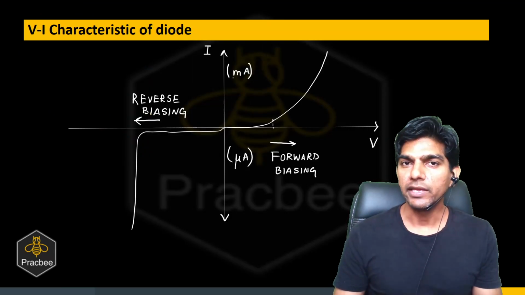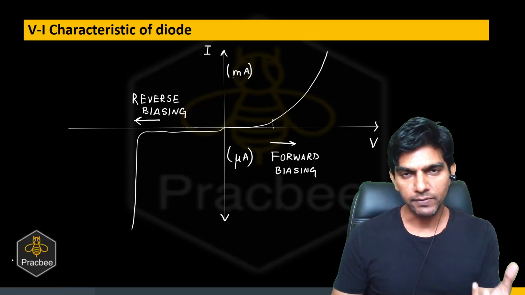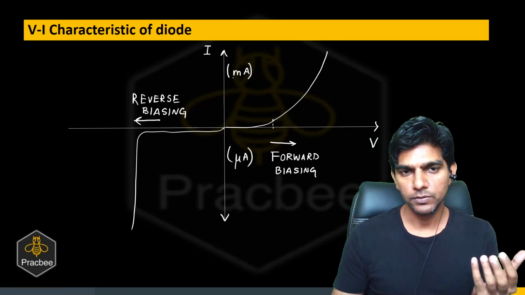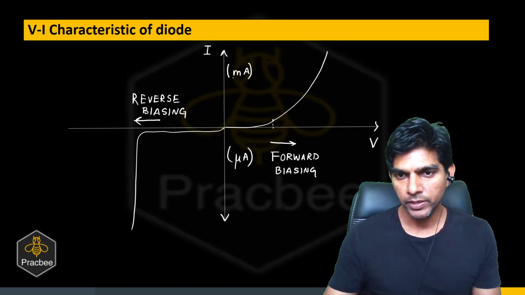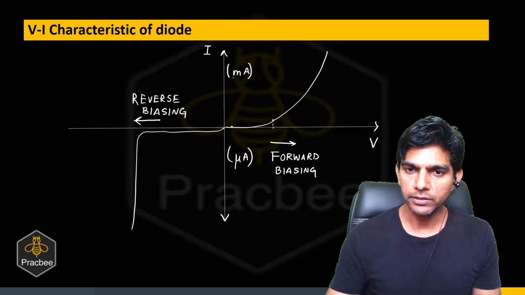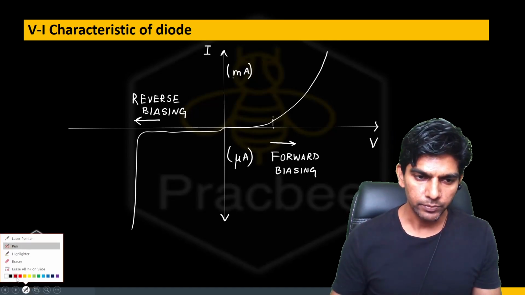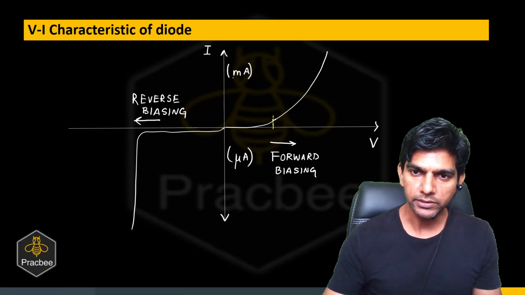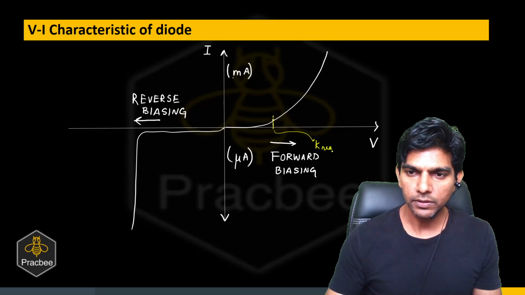Now let us see the VI characteristic of a diode. So what is the VI characteristic? We have seen the forward and the reverse biasing. What we're going to do is change the potential difference applied across the diode. In the forward biased mode, as we increase the voltage, can you see initially there is no change in the current? There will be no current in the circuit, but suddenly at a particular value, the current increases drastically in forward biasing.